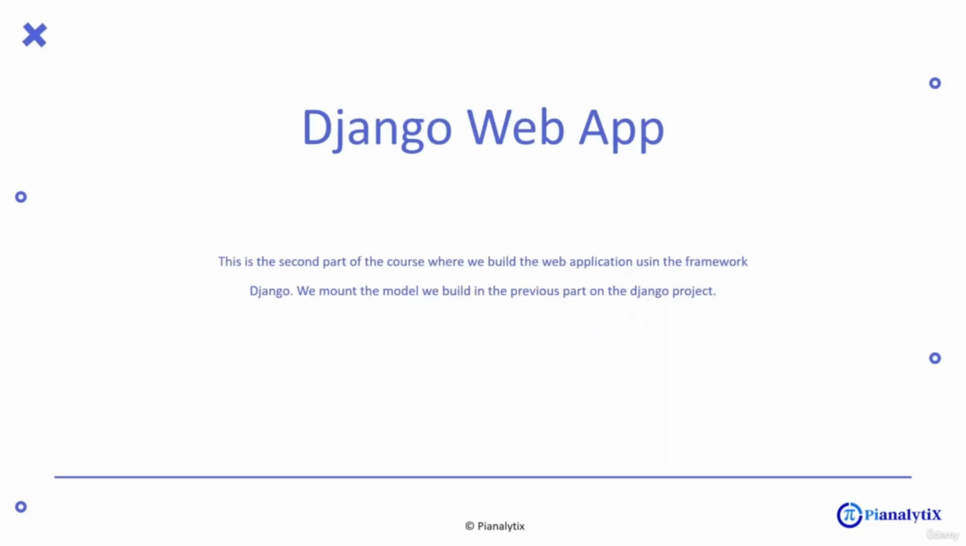Now the second part is the Django web app. This is the part where we're building a web application using the framework Django. We mount the model we built in the first part here.